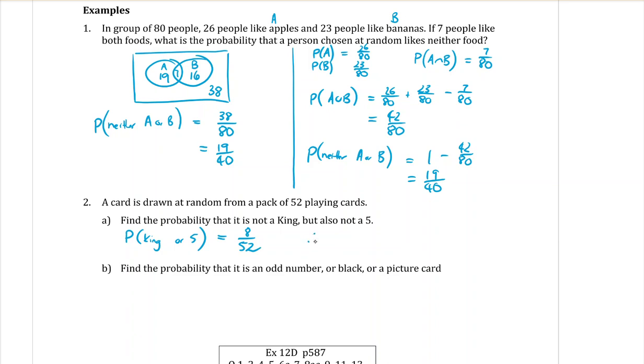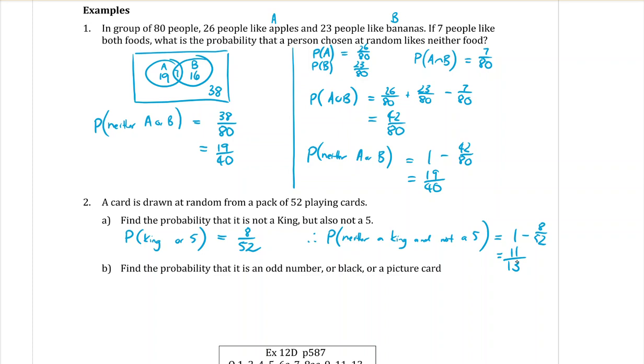So the probability of neither a king nor a 5 is going to be 1 minus 8 over 52, which simplifies down to 11 out of 13.